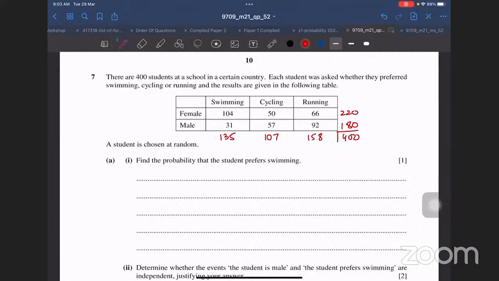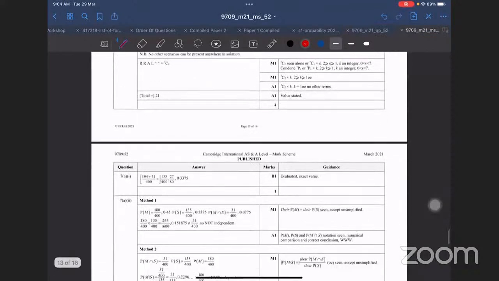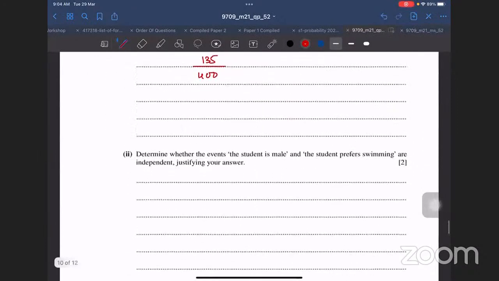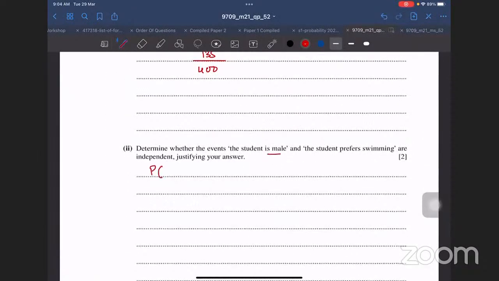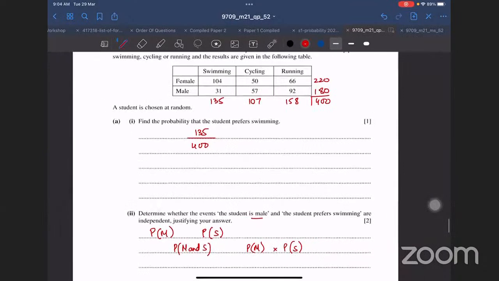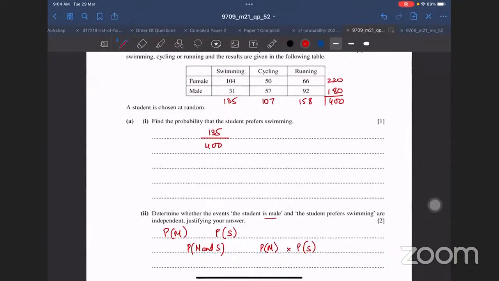It says a student is chosen at random, find the probability that the student prefers swimming. So out of 400, how many prefer swimming? 135 prefer swimming. That's simple. Determine whether the student is male and the student prefers swimming are independent. So what I'm going to need is M and S, and I'm going to need the probability of M times the probability of S. If these two things are equal, I'm going to say that they are independent. Otherwise, they are not independent.